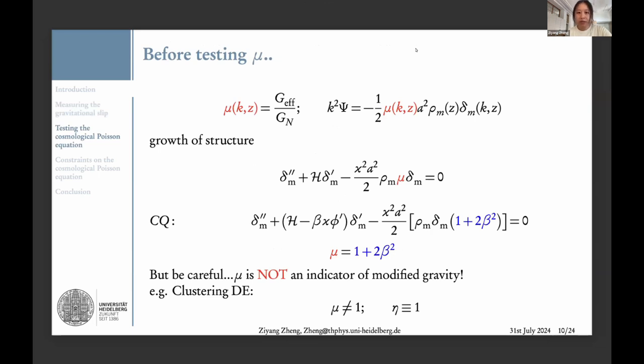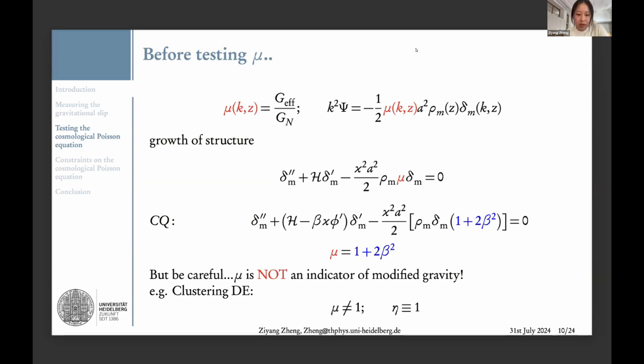And before testing mu, because if you remember, mu describes the effective gravitational constant and the deviation from the standard Poisson equation. In general, given a modified gravity theory or any dark energy model, you can map the corresponding mu for that specific model. For instance, in the coupled quintessence scenario, where there's a fifth force between the dark sector, between dark matter and dark energy, mu is equivalent to 1 plus 2 beta squared, where beta is the coupling of the dark sector.